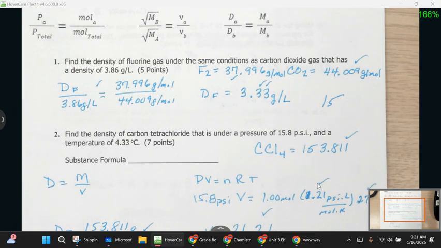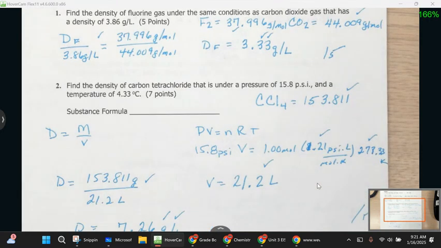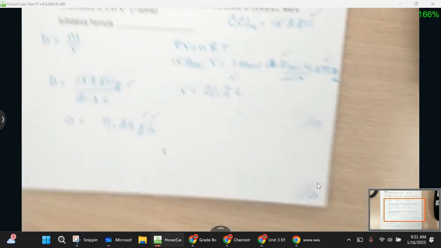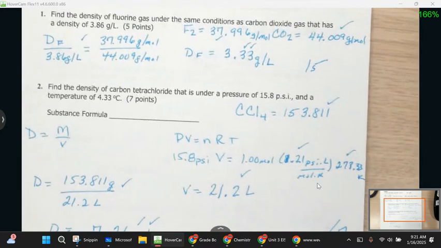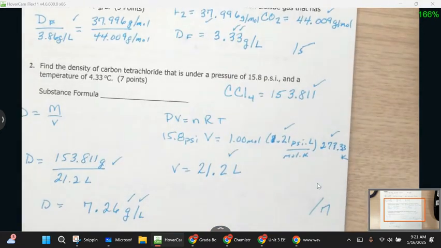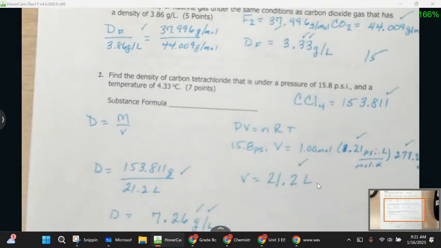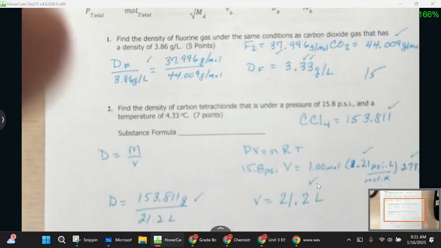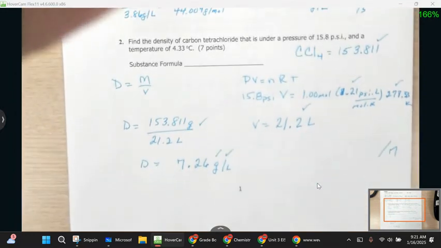All right, number 2, ladies and gentlemen, you were finding the density of a gas, but this time you were not given the second gas. This time you needed to find the density, and there were 2 basic ways to do it. You could have used PV equals nRT, or you could have used combined gas laws. I chose to use PV equals nRT.